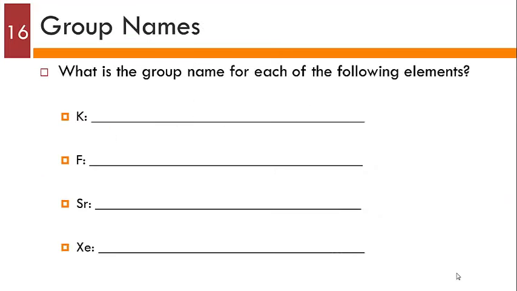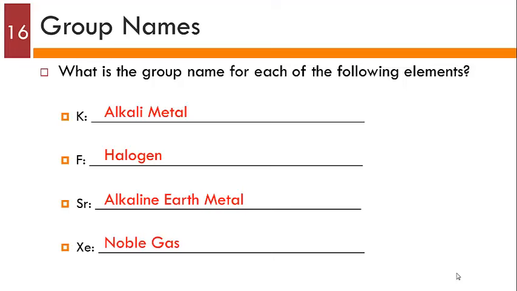What is the group name for each of the following elements? So potassium is in group 1, making it an alkali metal. Fluorine is in group 17, making it a halogen. Strontium is in the second column, making it an alkaline earth metal. And xenon is in column 18, the last one, making it a noble gas.